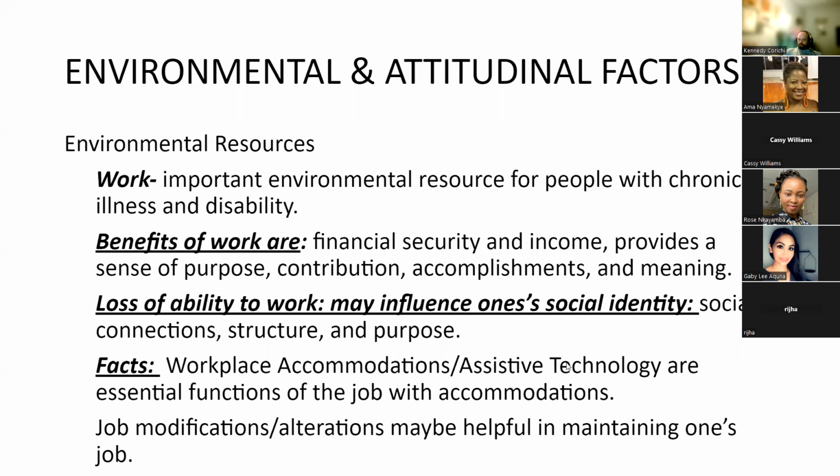Okay, this is the environmental. These are some of the environmental resources and definitions: what work means, the benefit of work, and how the loss of ability to work may influence one's social identity. And then the facts on this one: workplace accommodation and assistive technology are essential functions of jobs with accommodations. Job modifications and alterations may be helpful in maintaining one's job. So these are the things that you actually look at. Will the person be able to work? And if so, what resources are you giving them to be successful?